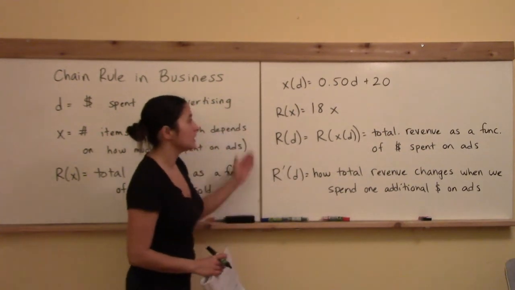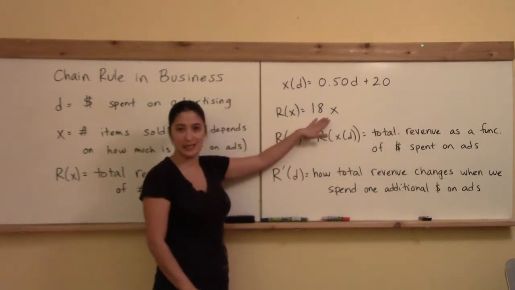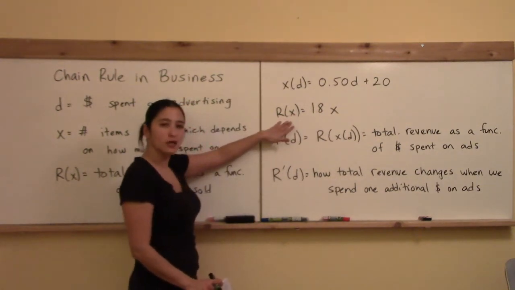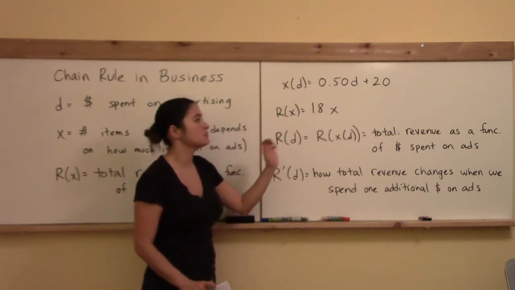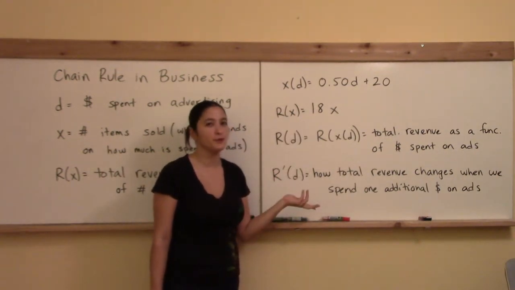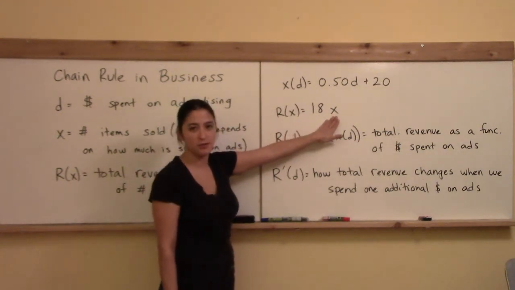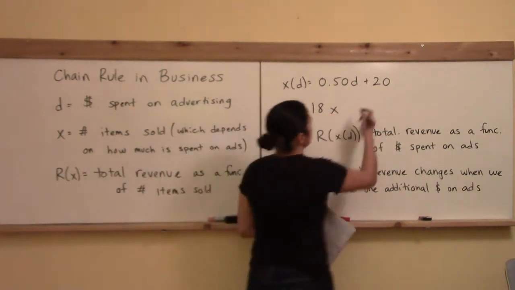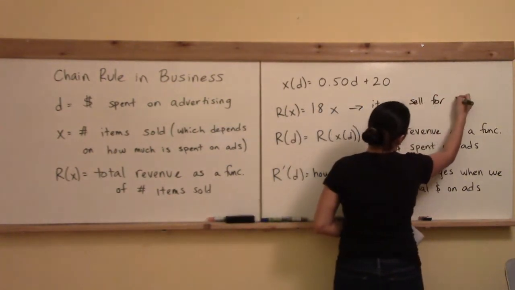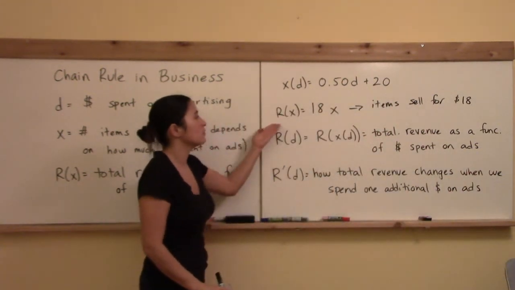Alright, so for this example, I gave us a couple of things to work with here. Let's say our revenue function is 18 times X. Let's take a minute and interpret that. Let's say R of X is in dollars, X is in number of items. What does the number 18 mean there? That means the price of the item, right? Because revenue is per item price times number of items. So here what this means is that items sell for $18 each. That's the per item price. Okay, so that's a typical revenue function.